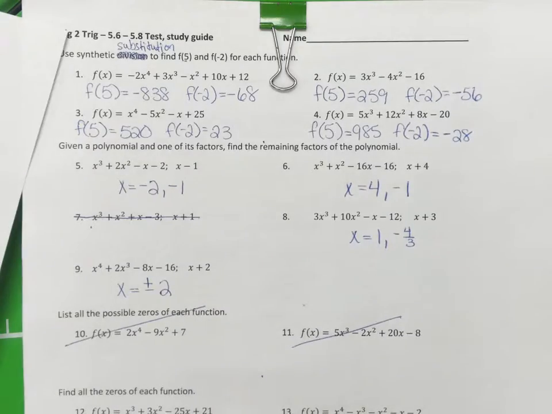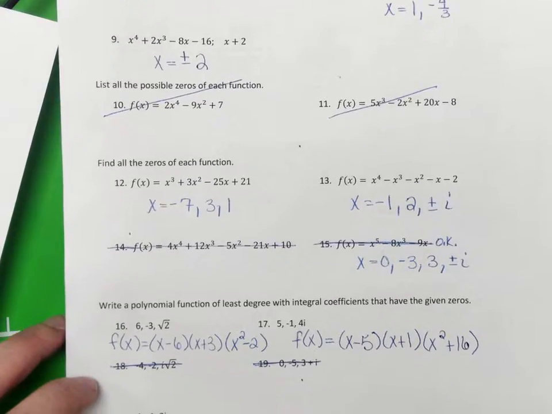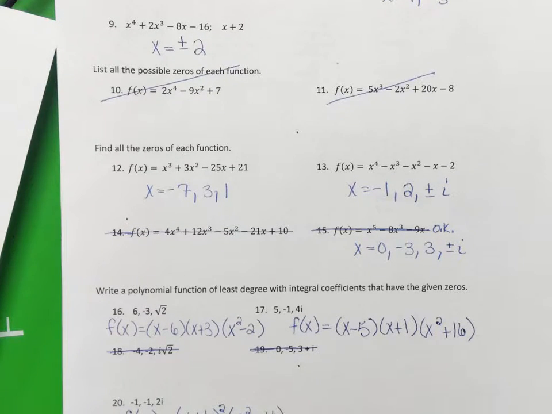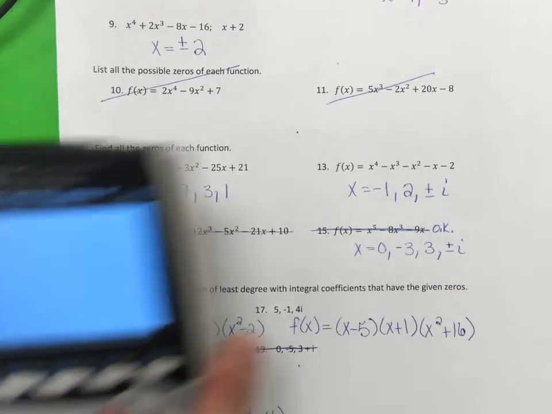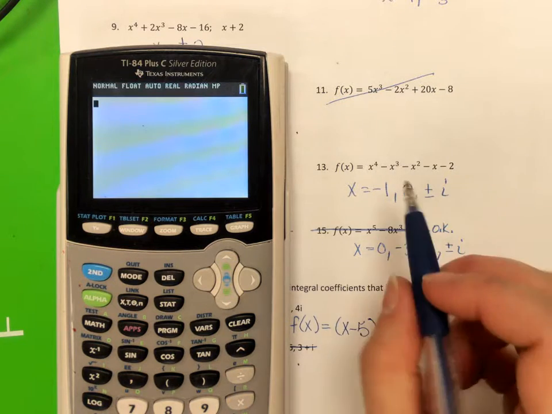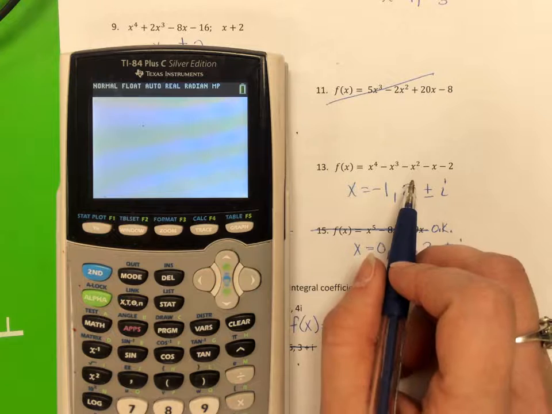All right, what about find the zeros? Which one do you want to do? Do you want to do 12 or 13 or 15? 12, 13? Okay. All right, you got your calculators? Get off your phone, get off your calculator. All right, here we go.